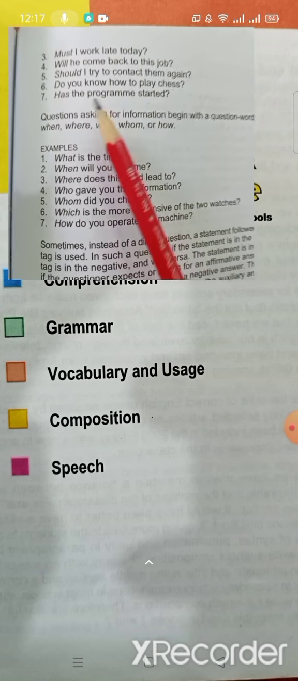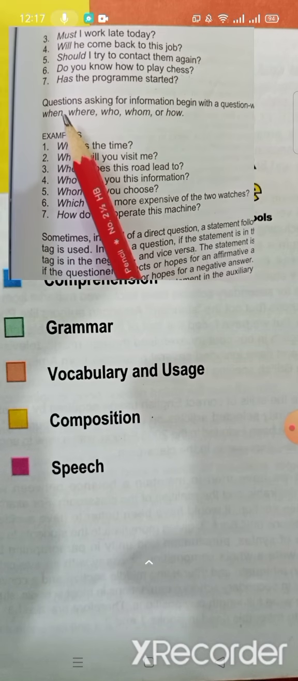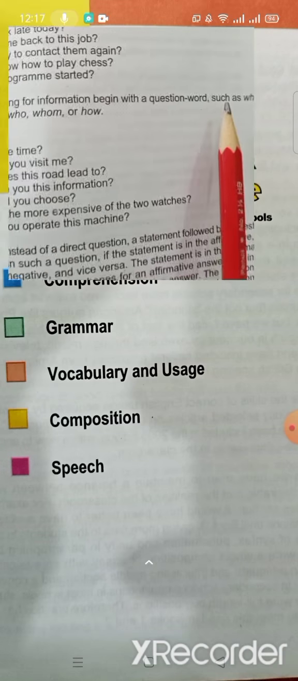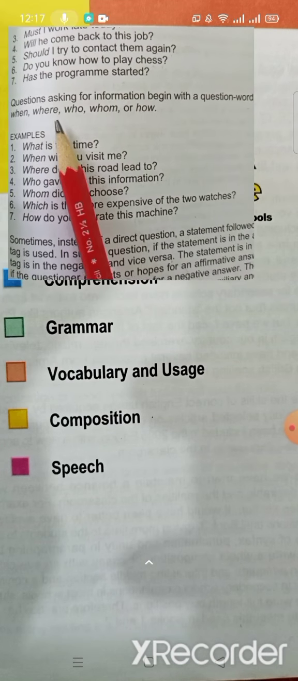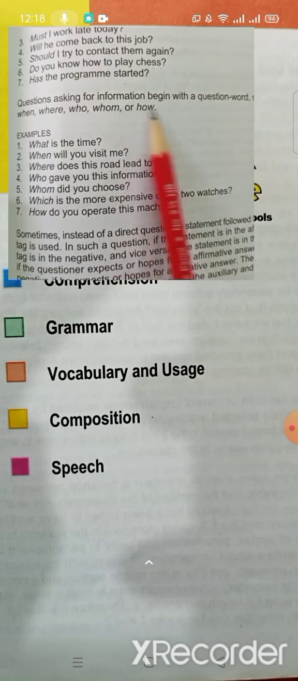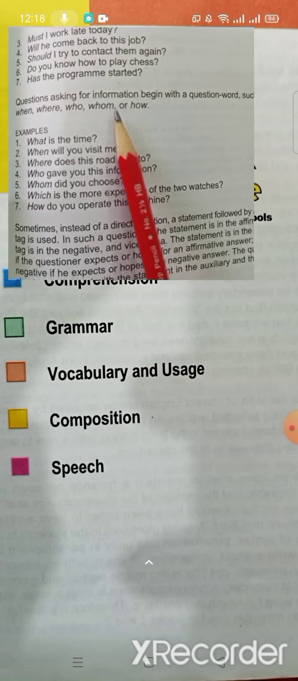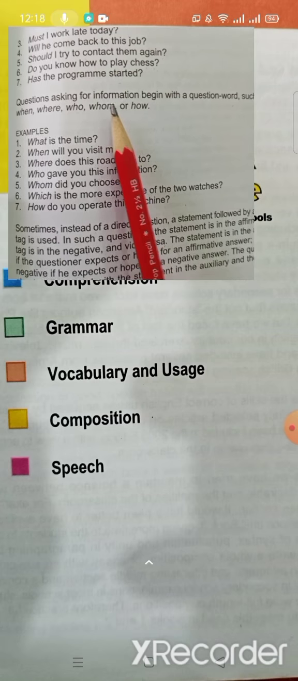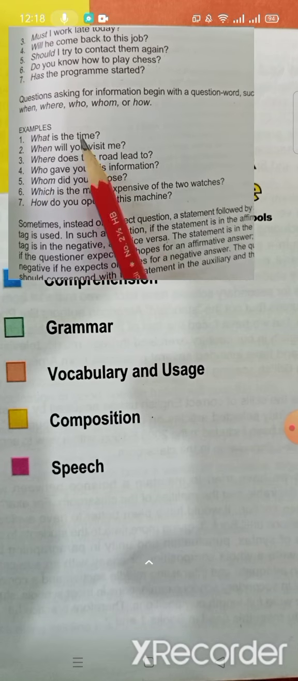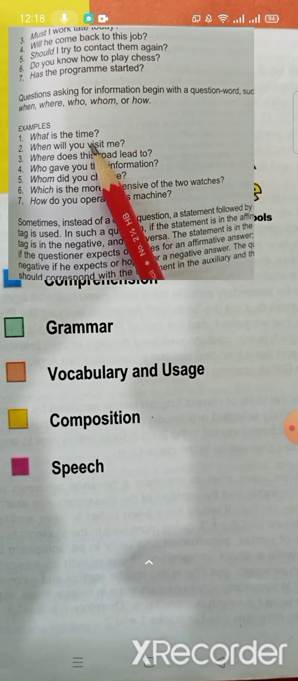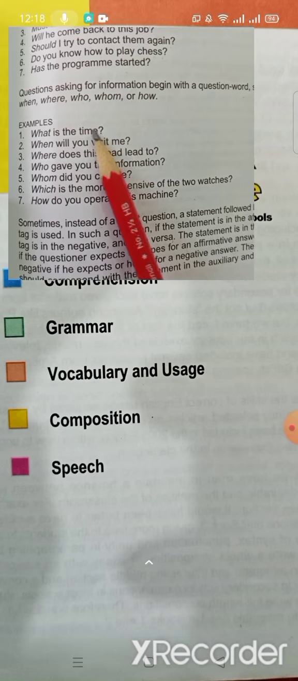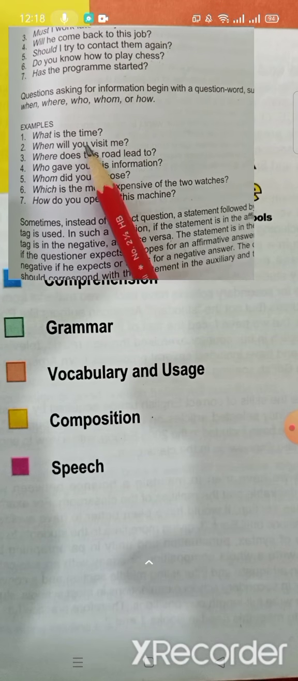Direct questions. Another type of question: questions asking for information begin with a question word such as what, when, where, who, whom, or how. These are the WH questions. You use these words for taking information, meaning you are getting information by asking WH questions. These questions will give you complete information.